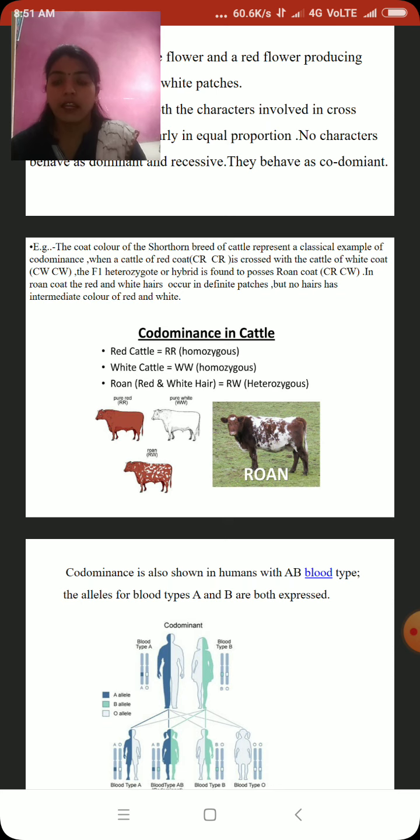A red cattle having genotype capital R is crossed with a white cattle having genotype capital W. In the next generation a roan type of progeny is formed. A roan progeny means a white cattle having red patches or red dots on its body. So this is the roan type of progeny.